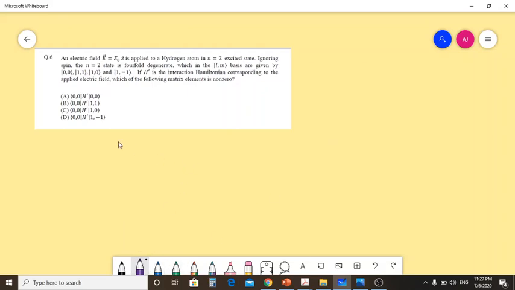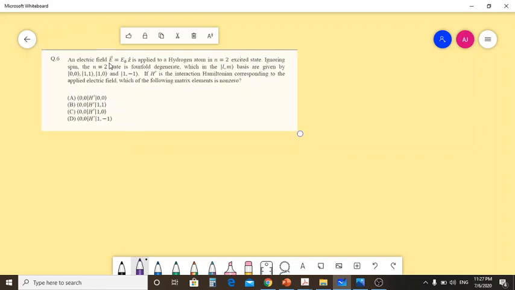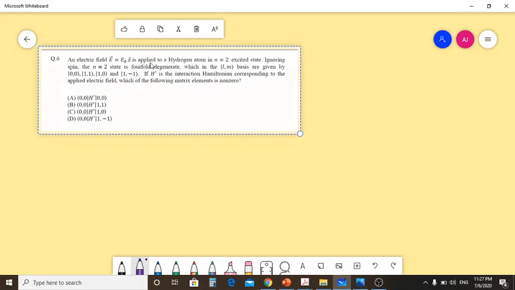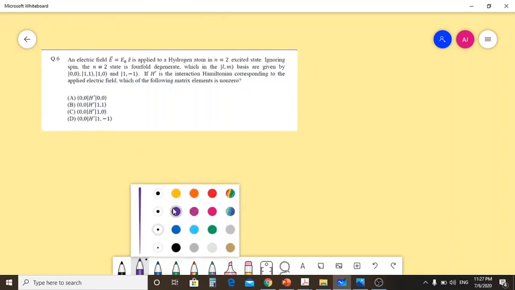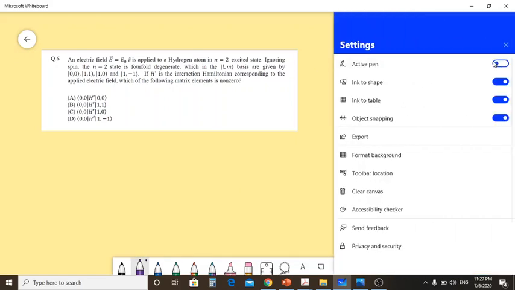Here the given question is: an electric field E is applied along the z axis to the hydrogen atom in the n equal to 2 excited state. Ignoring the spin, the n equal to 2 state is fourfold degenerate. So here it is given.